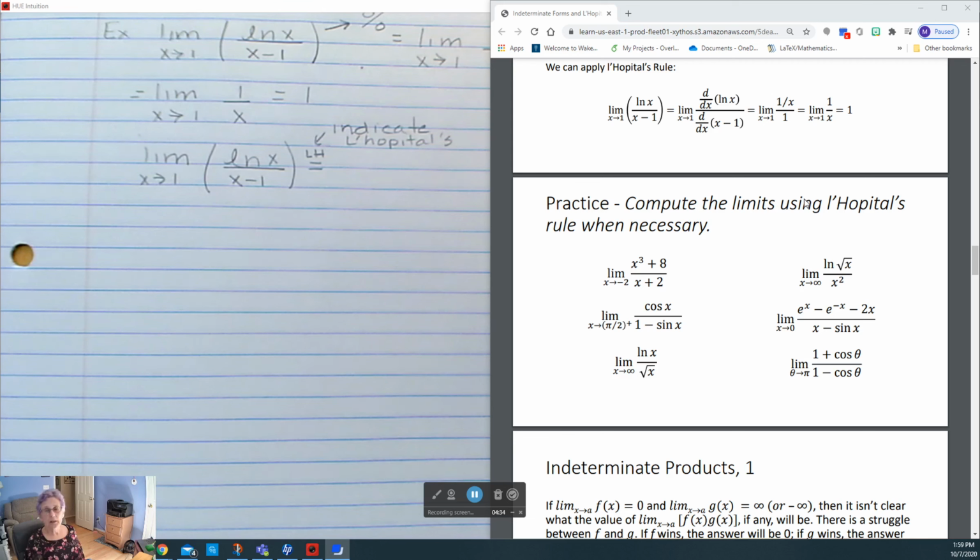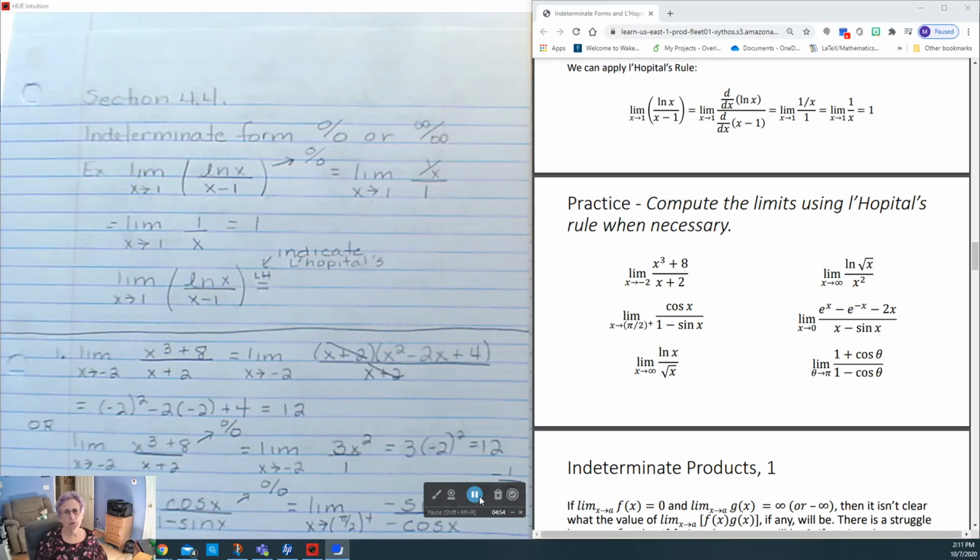Give them a try. See if you can do them without L'Hopital's rule. There are 2 of them I can see off the top of my head that you can do without using L'Hopital's rule. See if you can figure out which ones they are, and we'll meet back here in a minute and compare answers. I don't know about you, but that took me a few minutes.